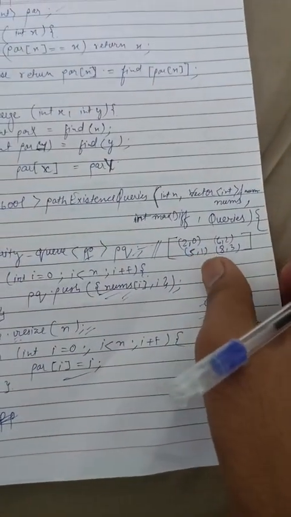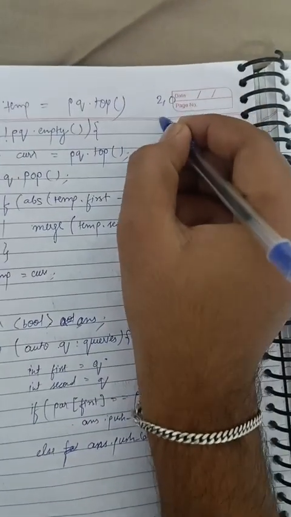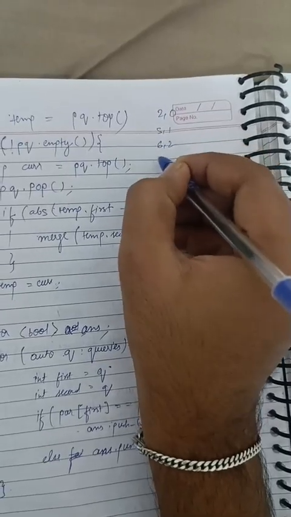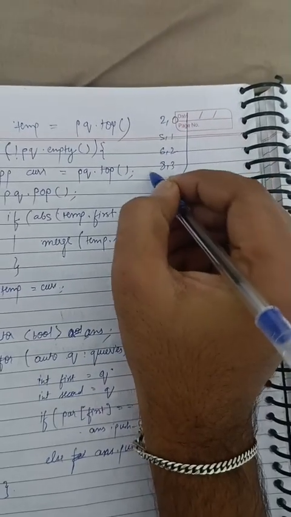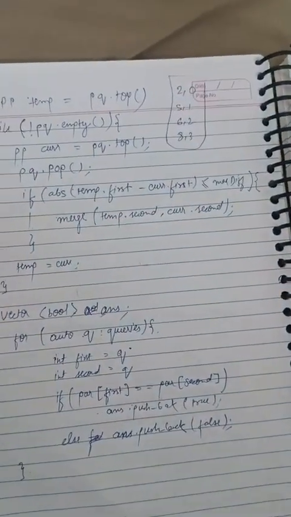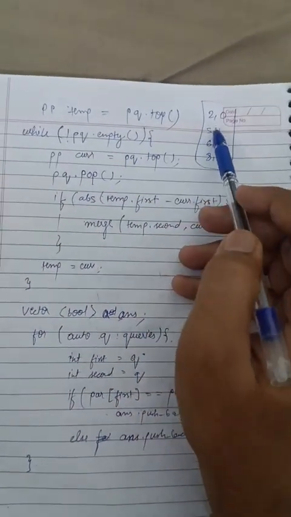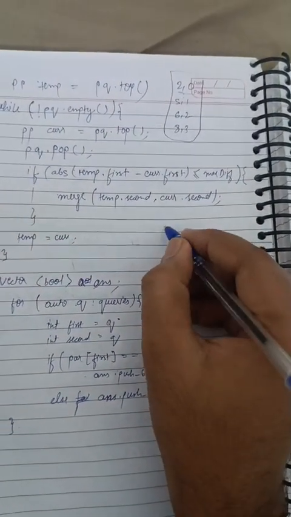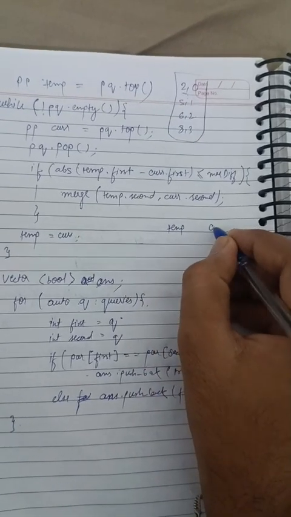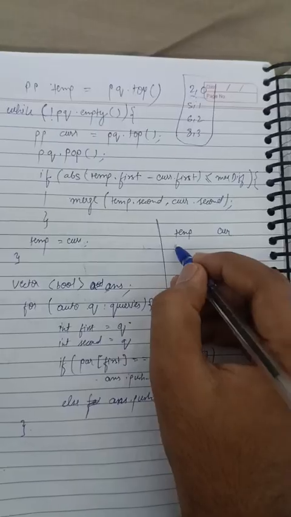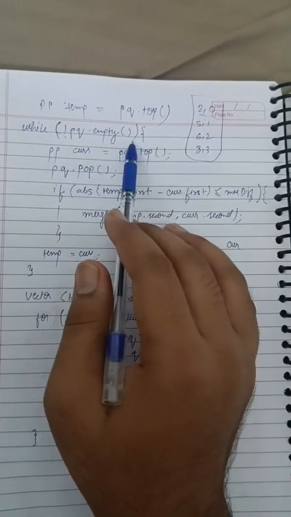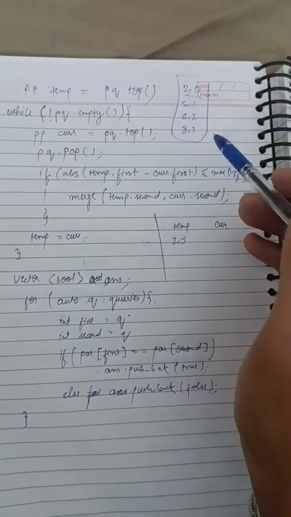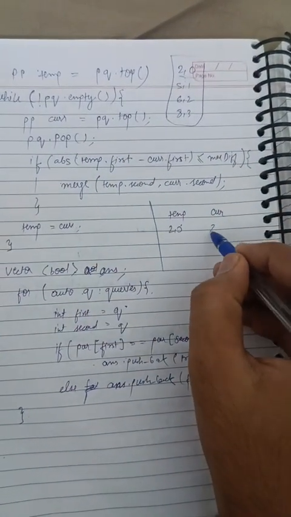Okay, so what was my priority queue? It was like 2, 0, 5, 1, 6, 2, 8, 3, right? This was my priority queue storage, storing every element. Now priority queue dot top is 2 comma 0. So temporary is equal to what? Let's write here temporary and current. Okay, so 2 comma 0. Now while PQ is not empty, is PQ empty? No, it is containing 4 elements. Current is PQ dot top, which is 2 comma 0 only.